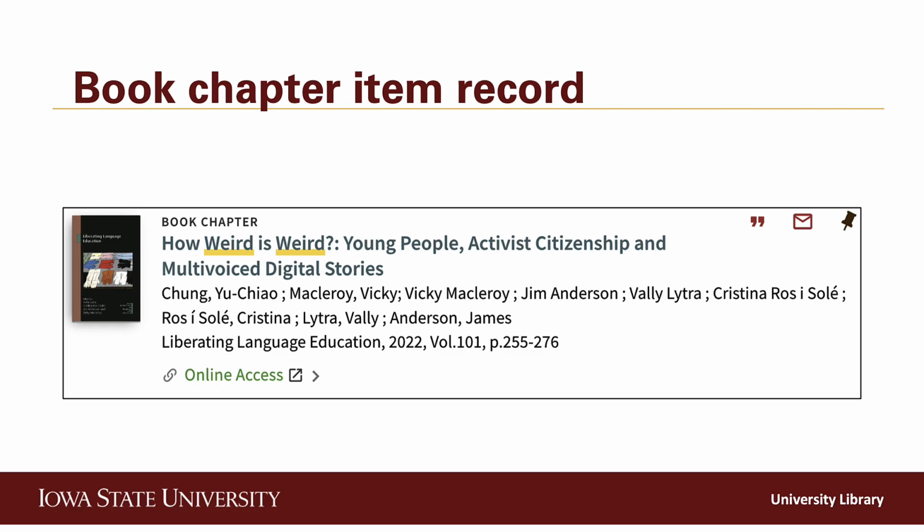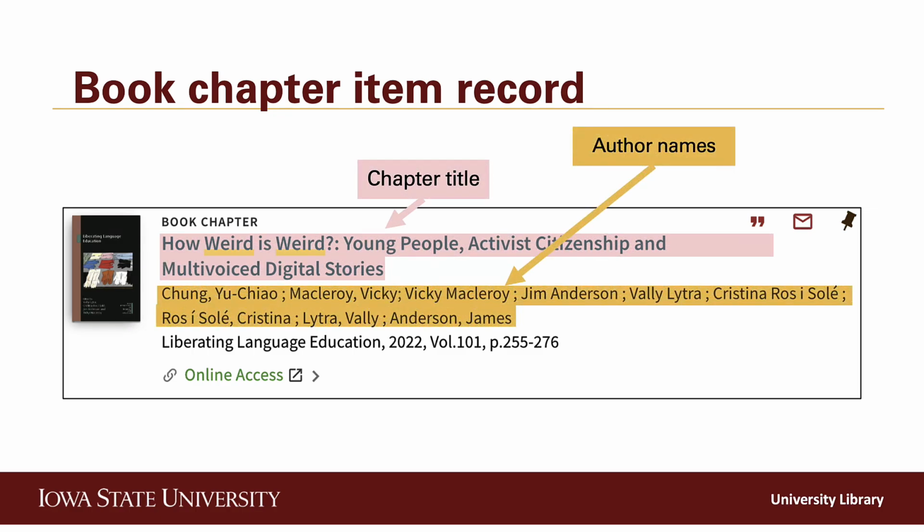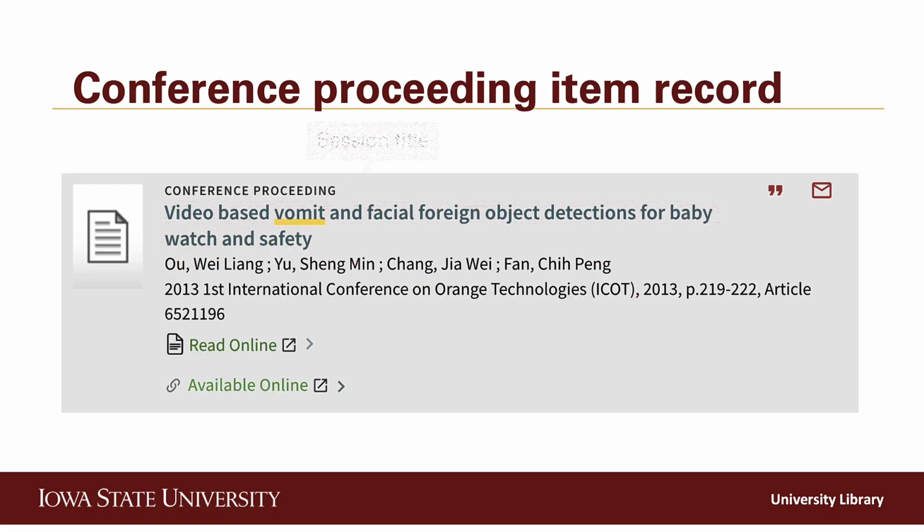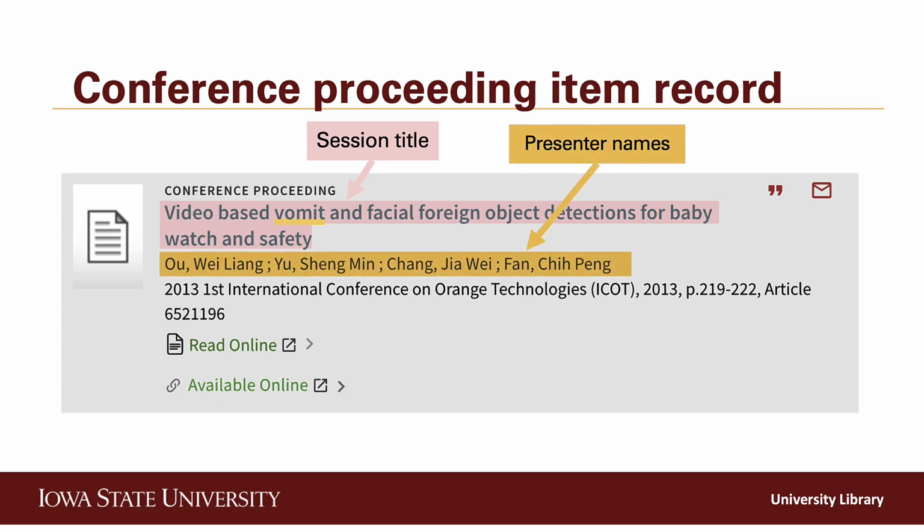For book chapters, you'll see the title of the chapter, followed by the authors. The title of the book comes after the book chapter title. In conference proceedings, the title of the conference session will be listed first, followed by the presenters. The name of the conference itself will be listed after.